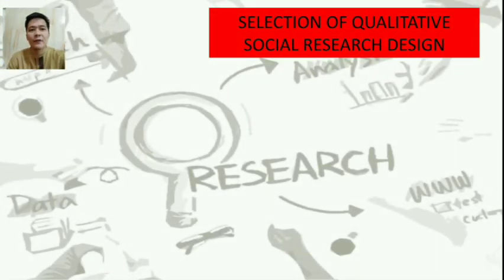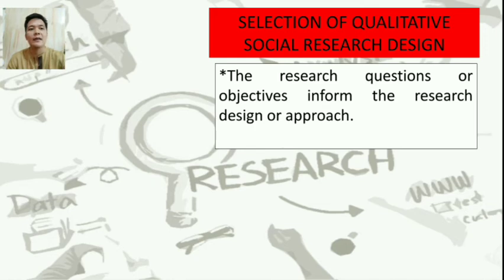So selection of qualitative social research design. Okay, so paano yung pagpili mo ng research design dun sa 4? So ano yung mga pipiliin mo doon? Halimbawa, okay. Now, ito yung pinaka-importanting tip or suggestion, sa pagpili mo ng qualitative social research design, the research questions or objectives inform or dictate the research design or approach that you are to do.